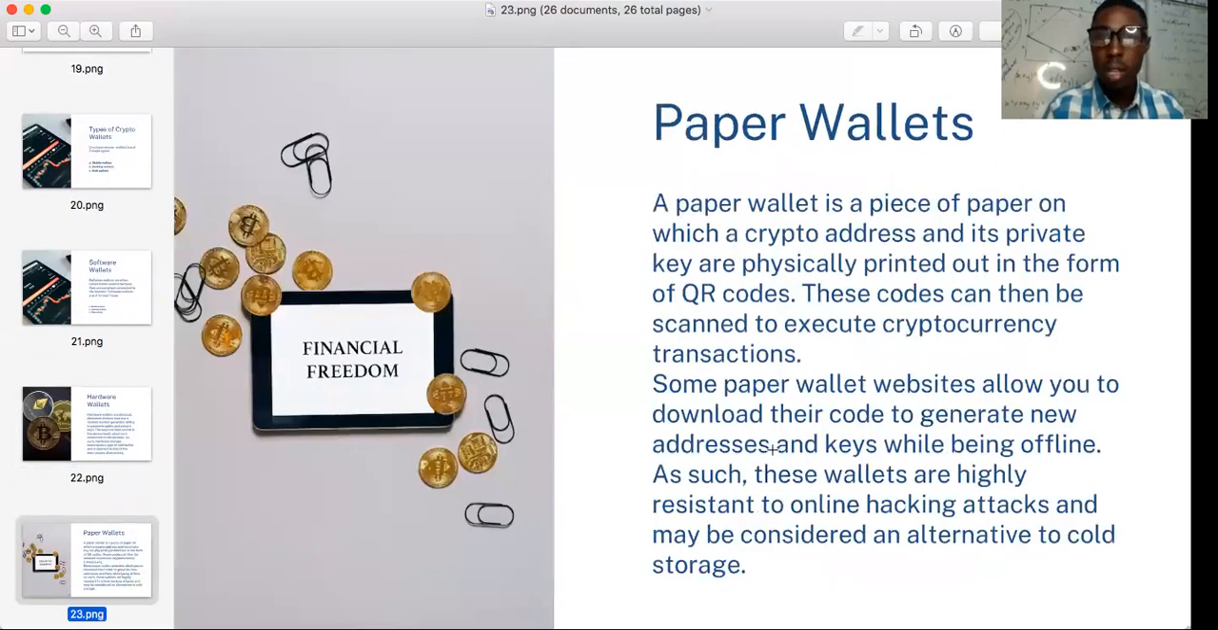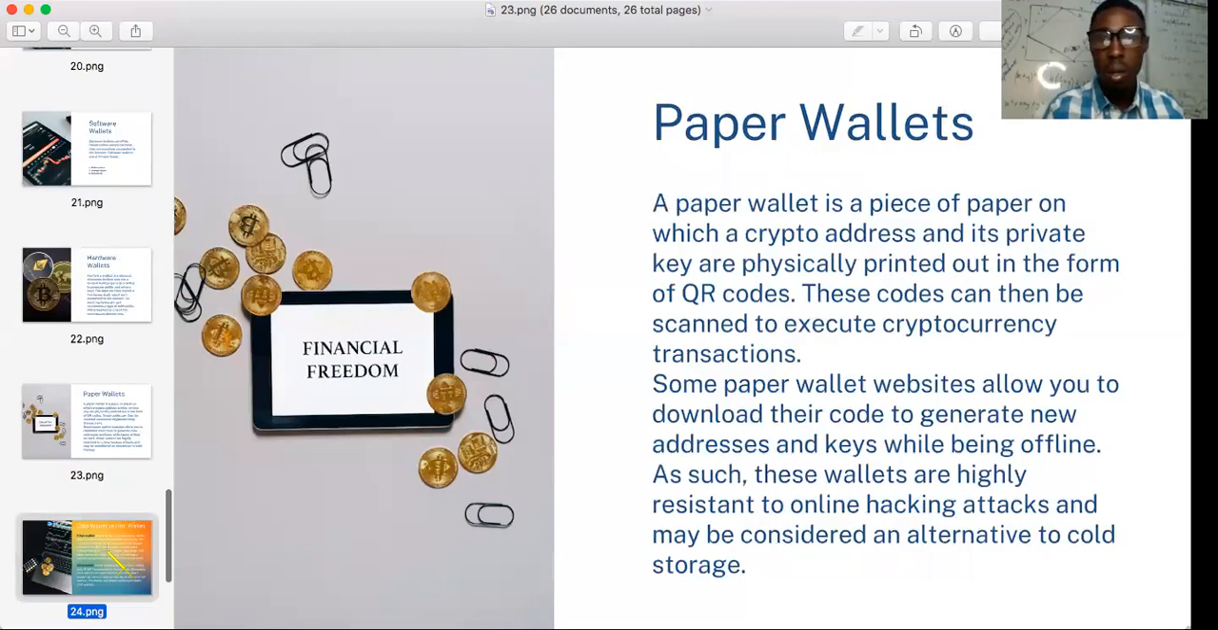Now there is what you know as a paper wallet. This is actually not so common. A paper wallet is a piece of paper on which the crypto address and private key are printed physically. So maybe all these software wallets that you have, from your desktop or your mobile phone, you can print them on a piece of paper and it becomes a paper wallet. These are actually not too common. They are actually fading away.